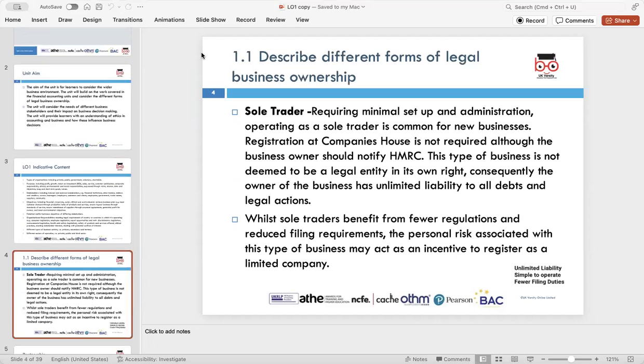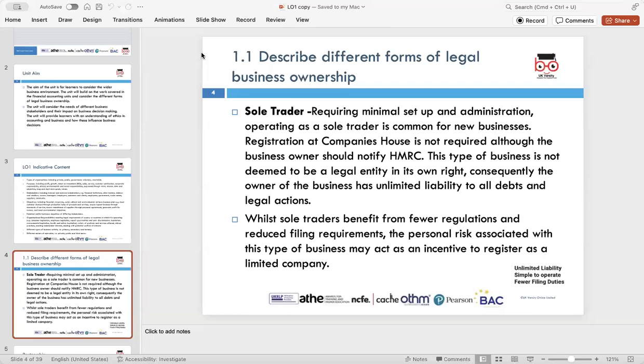Okay, it is usual for new enterprises to operate as a sole trader. Because this type of business structure requires very little initial setup and management, the owner of the company is responsible for informing HMRC. However, registration at Companies House is not required due to the fact that this kind of business is not considered to be a legal entity in its own right.